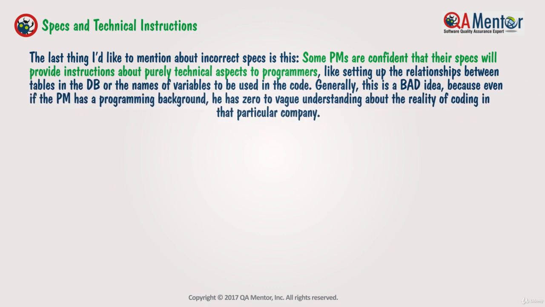Specs and technical instructions. The last thing I'd like to mention about incorrect specs is this. Some PMs are confident that their specs will provide instructions about purely technical aspects to programmers, like setting up the relationships between tables in the DB or the names of variables to be used in the code. Generally, this is a bad idea because even if the PM has a programming background, he has zero to vague understanding about the reality of coding in that particular company.